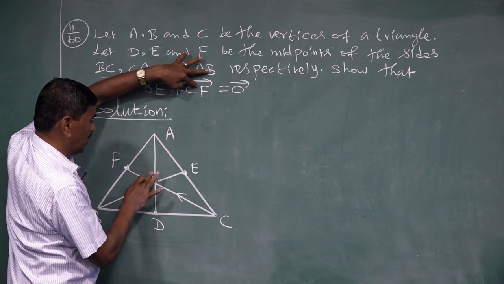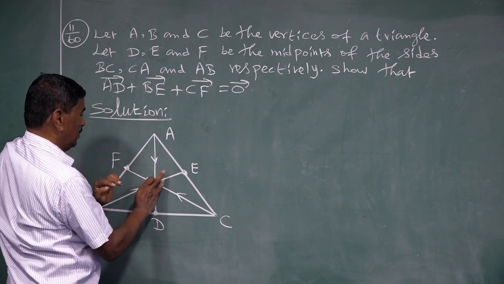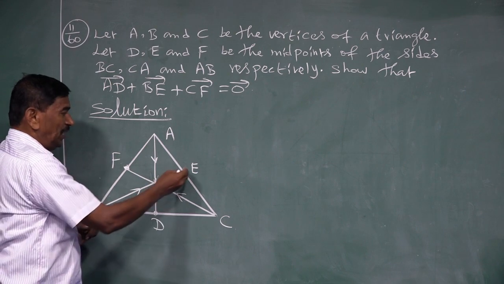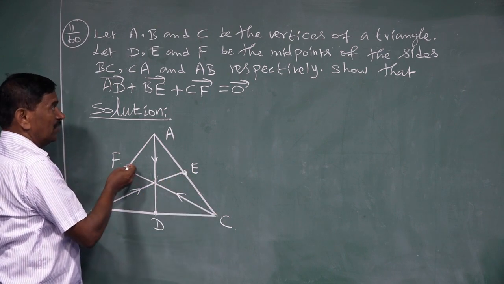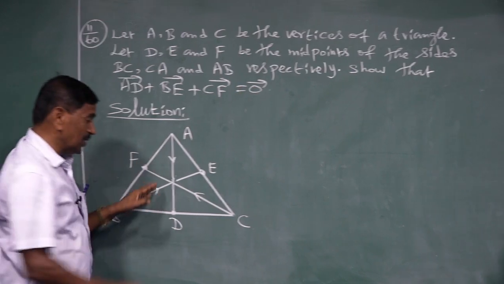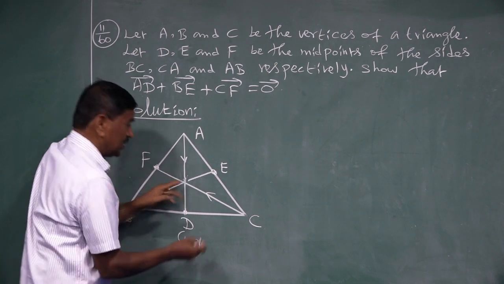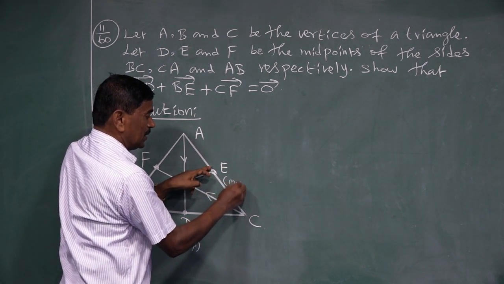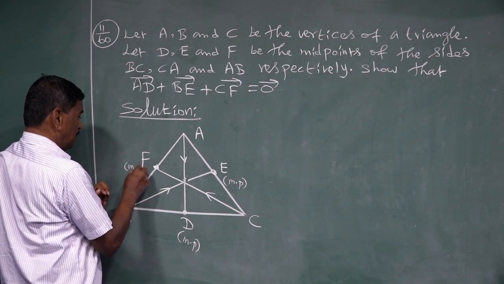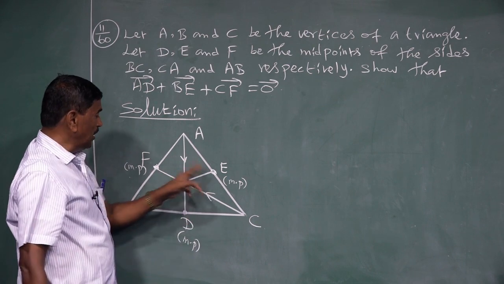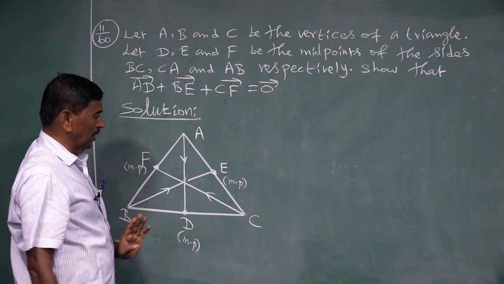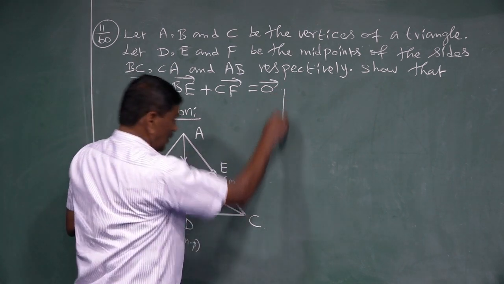Yes, CF vector. One can write here also, AD vector. Listen, we want to prove AD vector plus BE vector plus CF vector is equal to 0 vector. Okay, what is DEF? Yes, they are the midpoints. D is the midpoint. E is the midpoint. And F is the midpoint. Okay, MP means midpoint. D, E, F are the midpoints of the sides BC, CA and AB respectively.